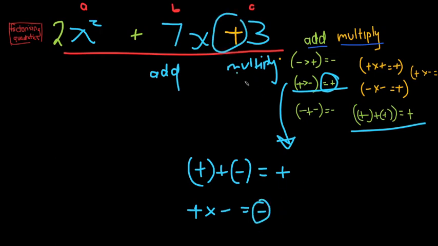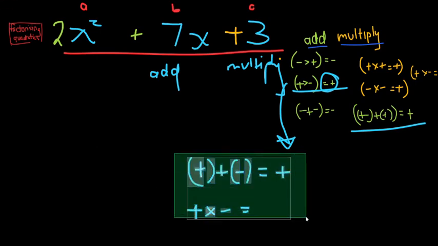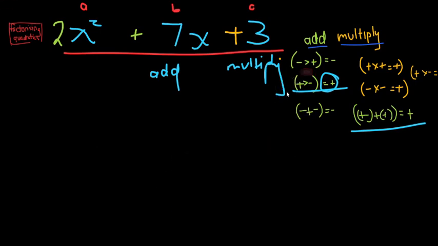Remember, we have a positive 3. If it was a negative 3, it wouldn't make sense, but it's a positive 3. So the only reasonable answer that would make sense would be this one, if it was positive plus a positive, because a positive plus a positive creates a positive, right? We want a positive 7x when you add, and a positive times a positive also creates a positive result.